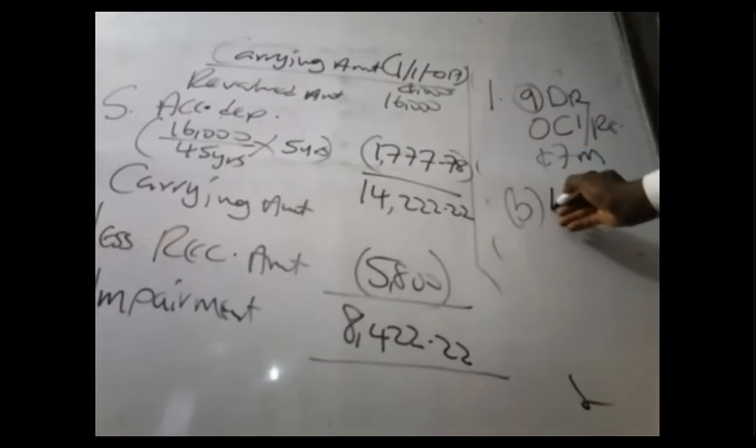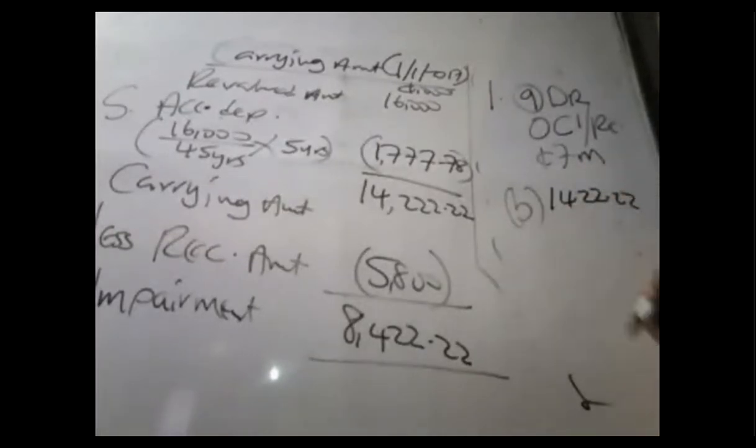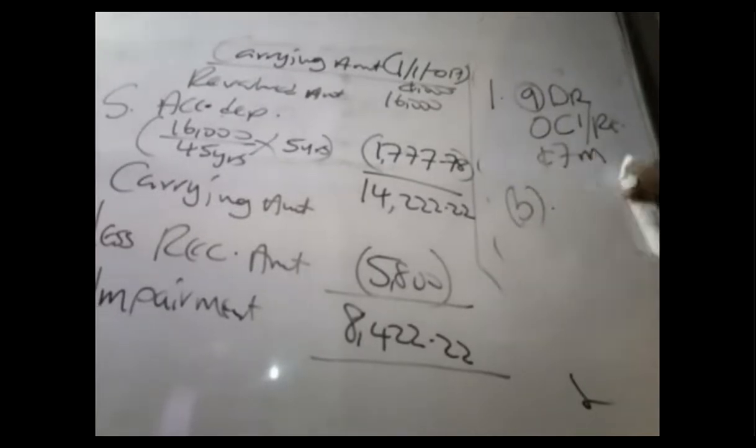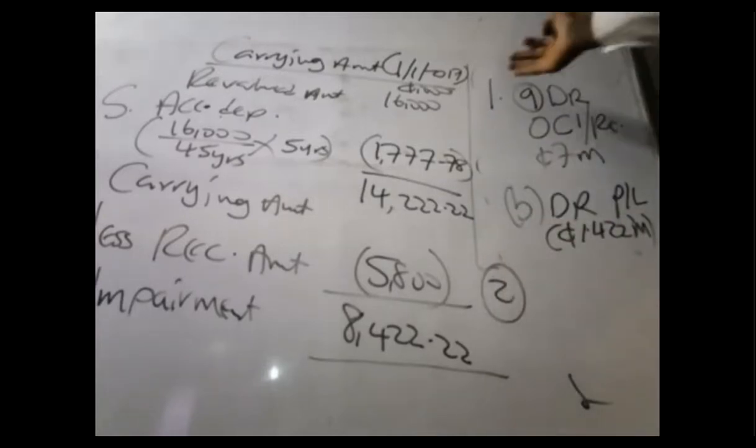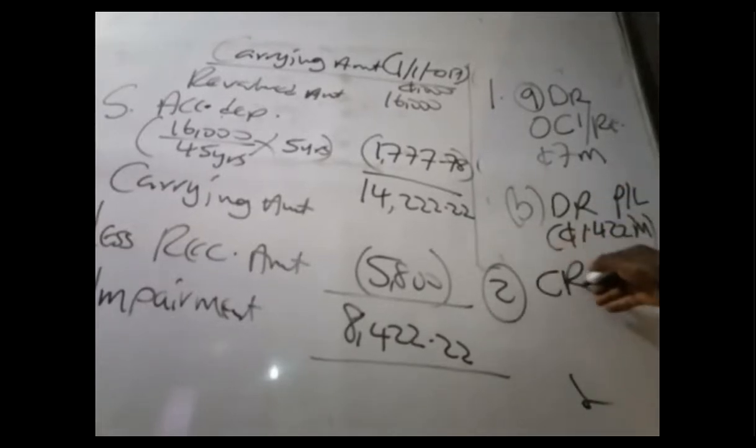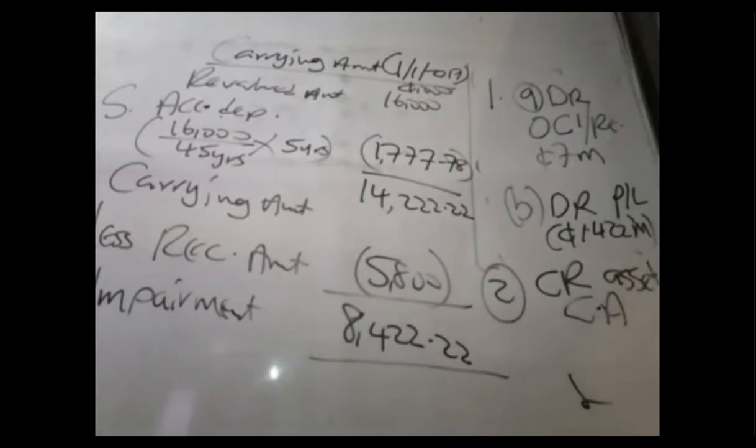So now let me do it. 1,422.22 goes to the P&L. So now debit the P&L as an expense, the figure being 1.422 million. Then let's go to treatment number two. These are the debit side. All the debit side must correspond to the credit side. So therefore, treatment number two: you credit the asset account, or the asset's carrying amount. Okay, so basically this is how we treat impairment in our books. So kindly take note of this treatment.